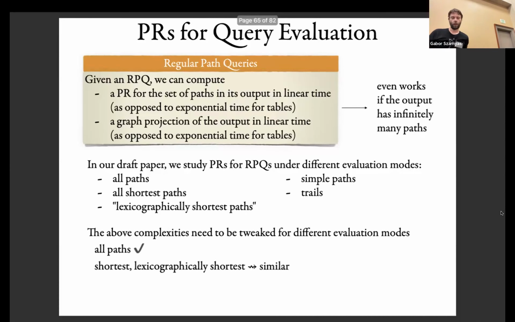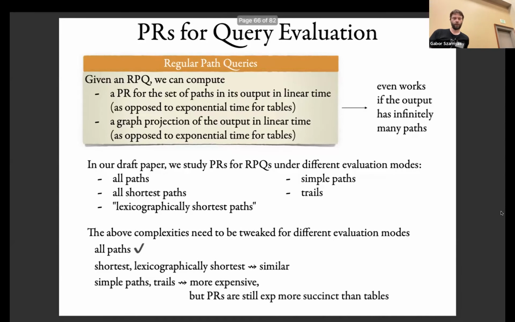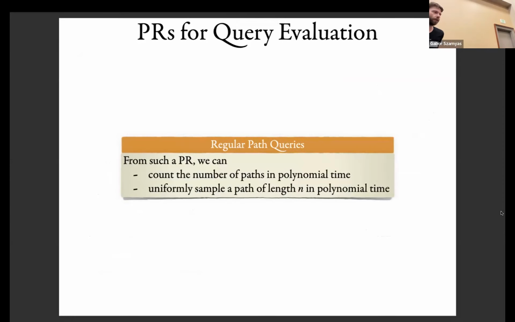Okay, let's fast forward a little bit. Under different evaluation modes, these complexities need to be tweaked a bit. And then of course, if you have a path representation, we started looking at doing simple aggregation with that.